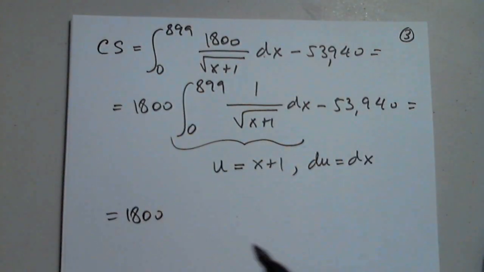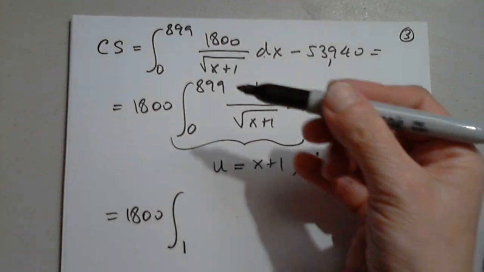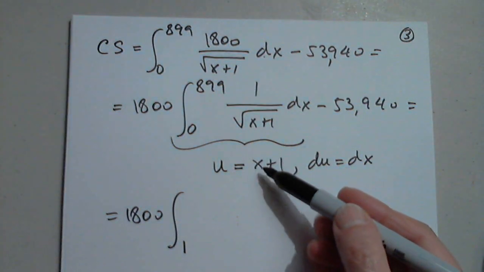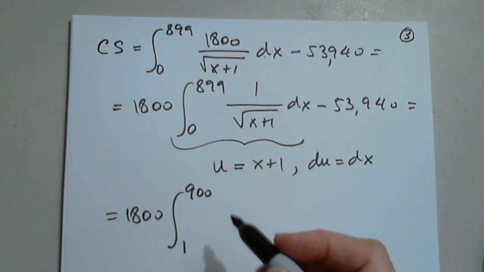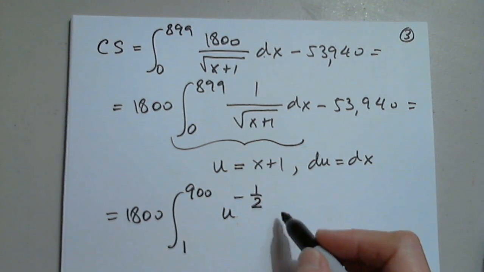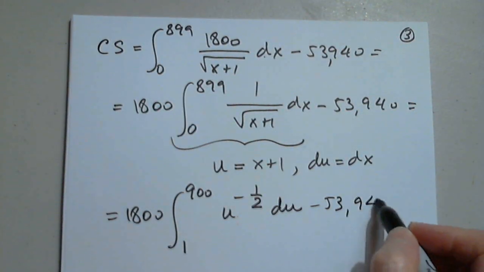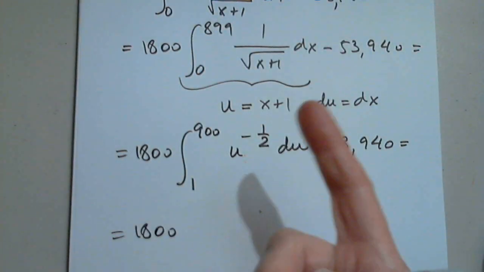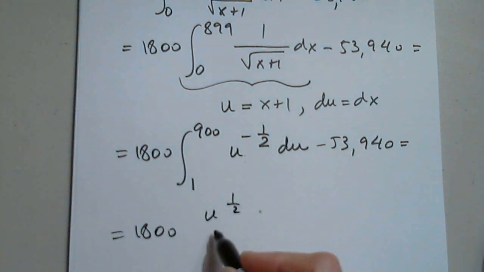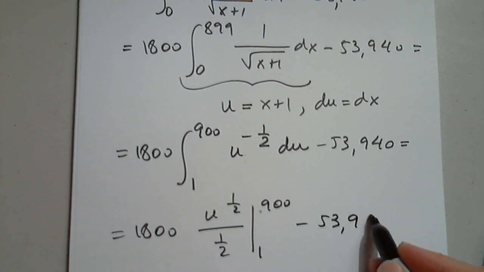So this is 1800. When x is 0, u starts at 1. When x is 899, plus 1, it's 900. This is 1 over the square root of u, or u to negative 1/2 du. So this is from the substitution rule, minus 53,940. So 1800, if you remember, we increase the power by 1. So u to 1/2 over 1/2, from 1 to 900, minus 53,940.